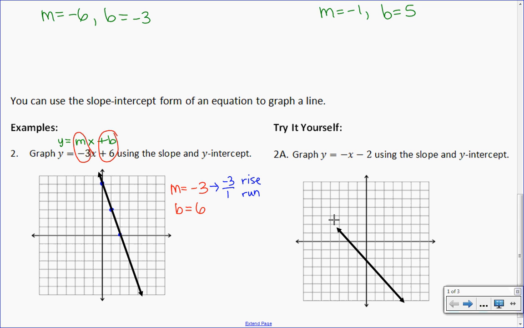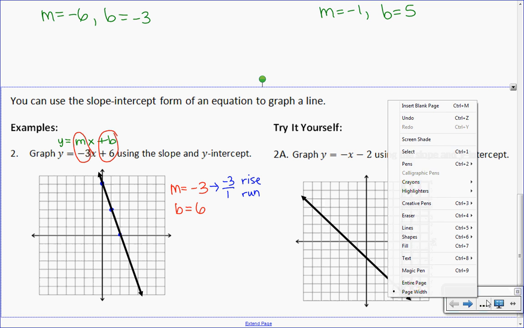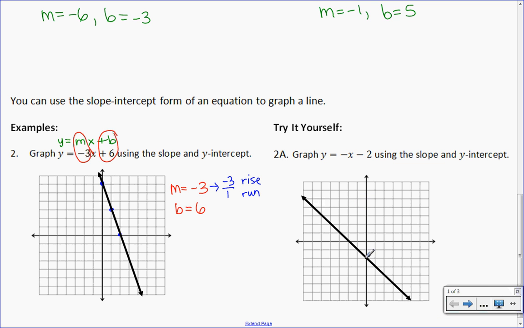This line should look like this. There we go, that's better. It should have a y-intercept of -2 and a slope of -1. Down 1 to the right 1, down 1 to the right 1. Okay. So that is part of what we use slope-intercept form for. It makes it very easy to graph the line and see exactly what that looks like.